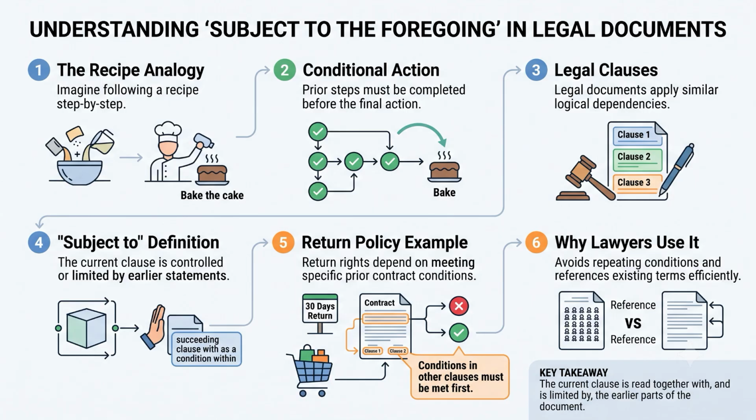It means that whatever comes next is controlled, limited, or affected by what has already been stated earlier in the document. For example, if a contract says, "Subject to the foregoing, the buyer may return the product within 30 days," it means the right to return the product only applies if the earlier conditions in the contract have been met.